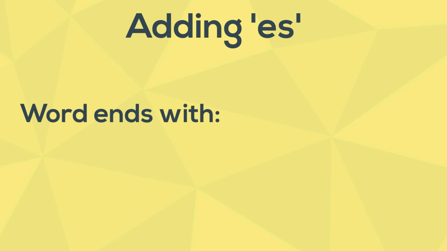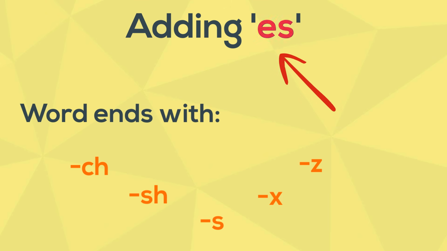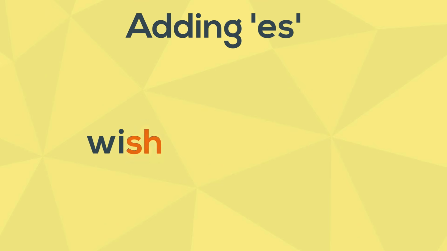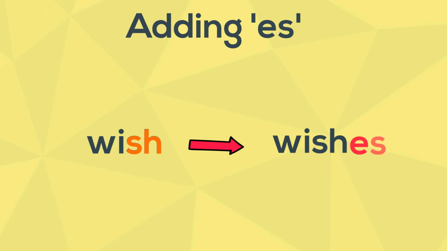If a word ends with CH, SH, S, X, or Z, we have to add an ES. Let's look at some examples. Beach ends with a CH, so we add ES to write beaches. Wish ends with an SH, so we add ES to write wishes.